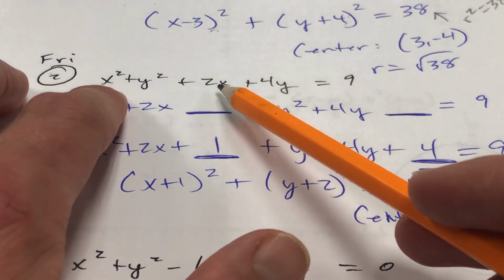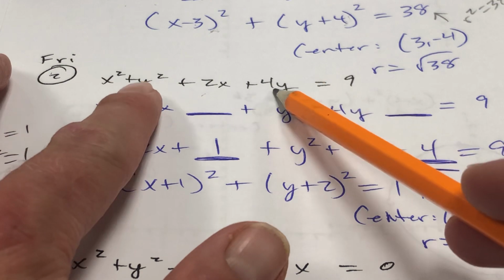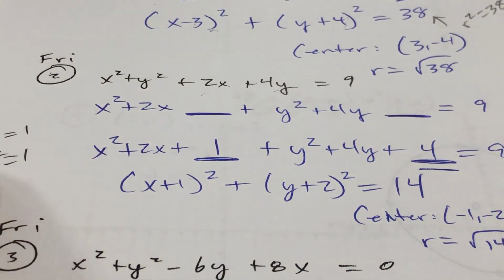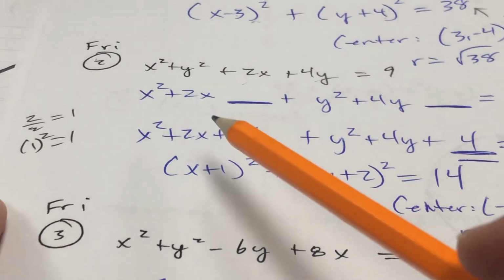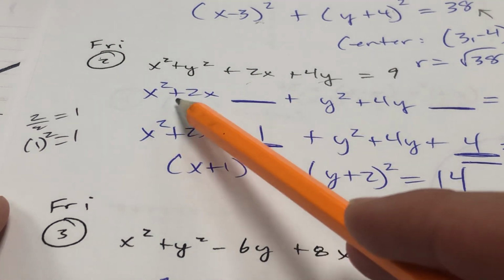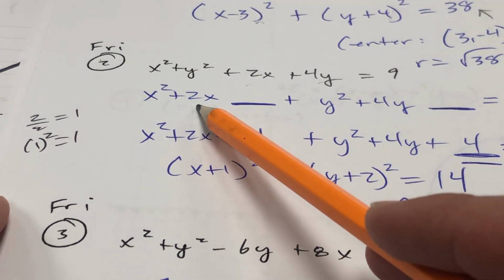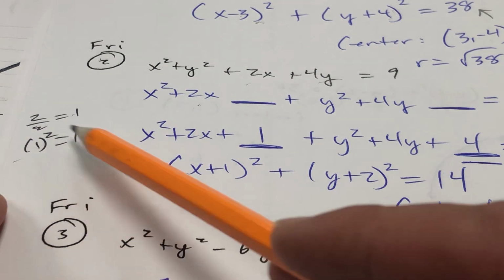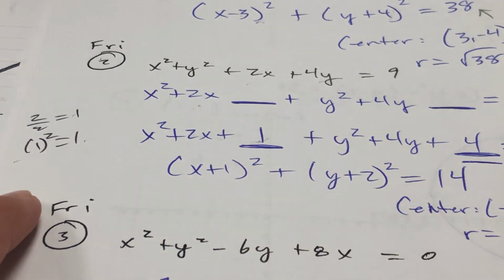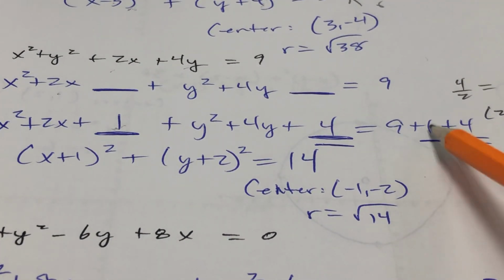Number 2, here's what we're going to do. First off, I need to get the x's together. I need to get the y's together. That 9 is already on the right side. So x squared plus 2x. I take the middle term, which is 2. I take half of it, which is 1. Then I square 1. So I'm going to put a 1 here on the left, which means I got to add 1 here on the right.